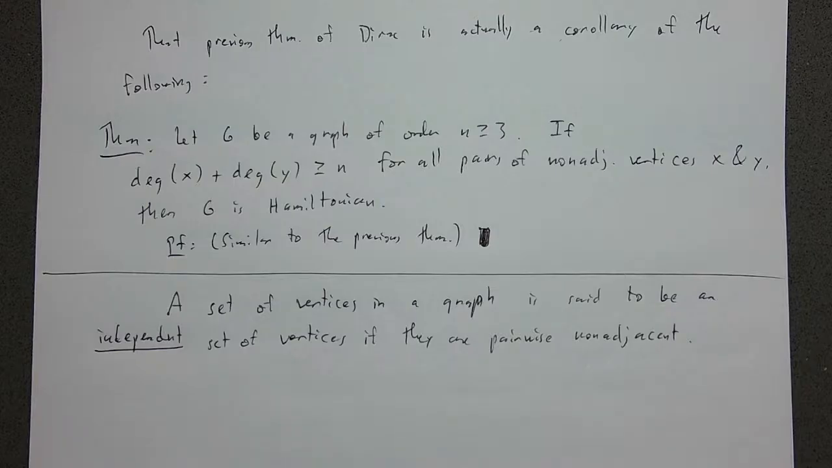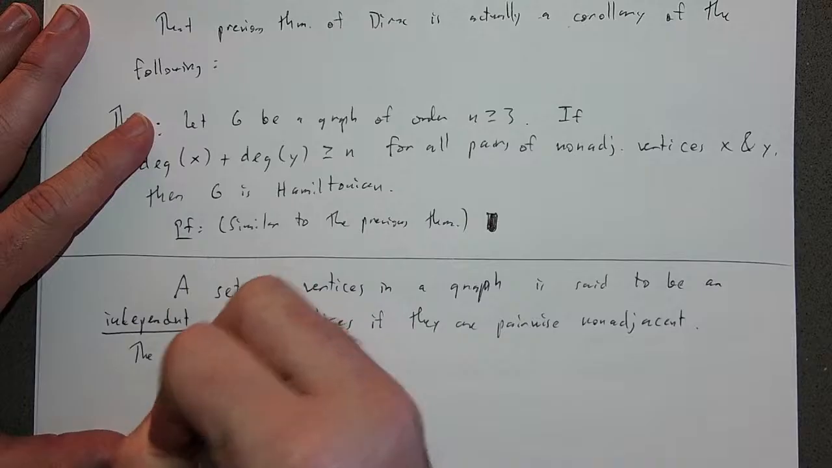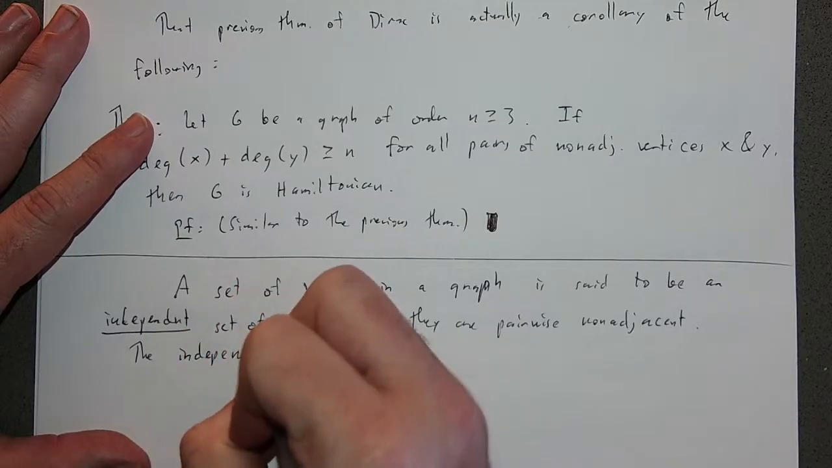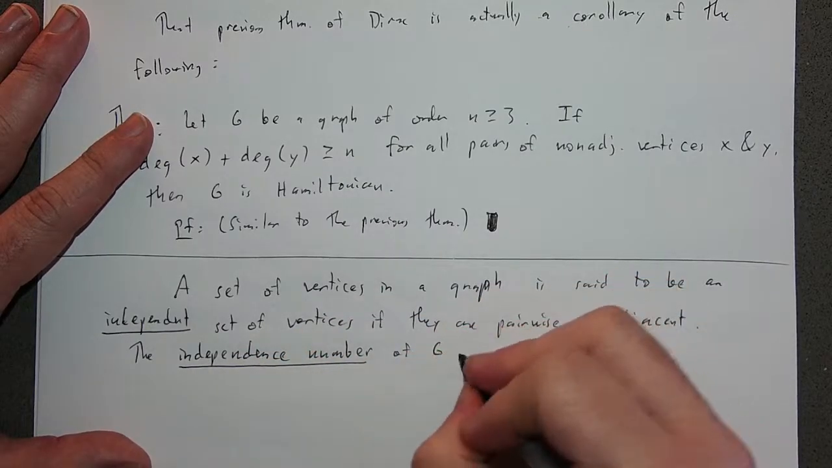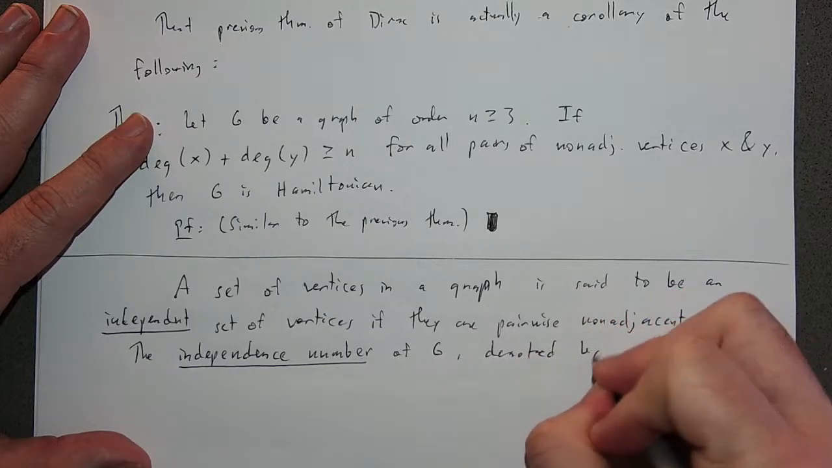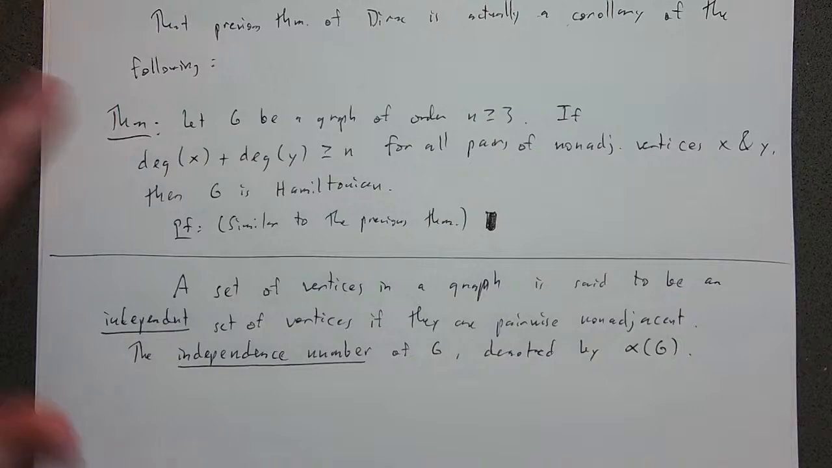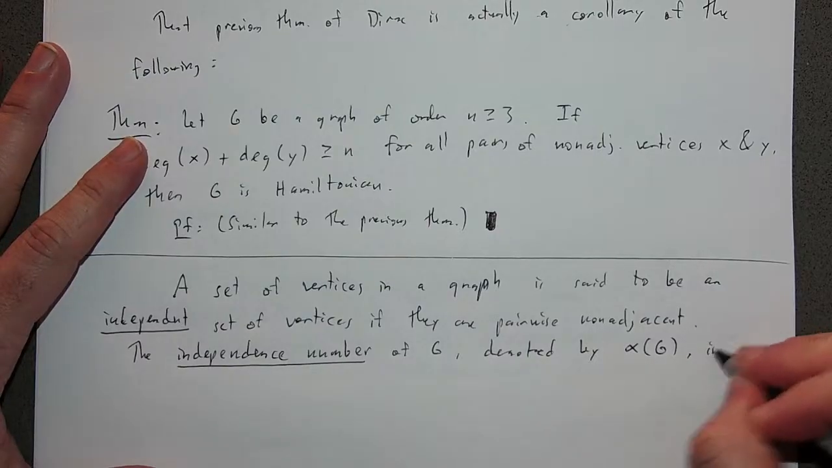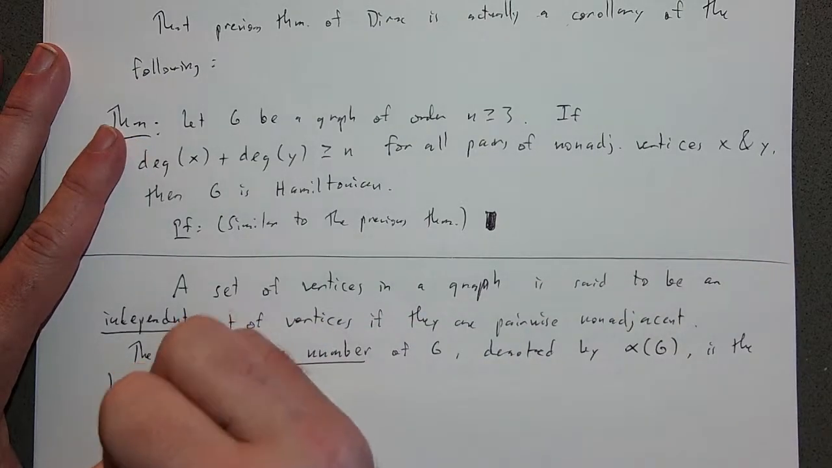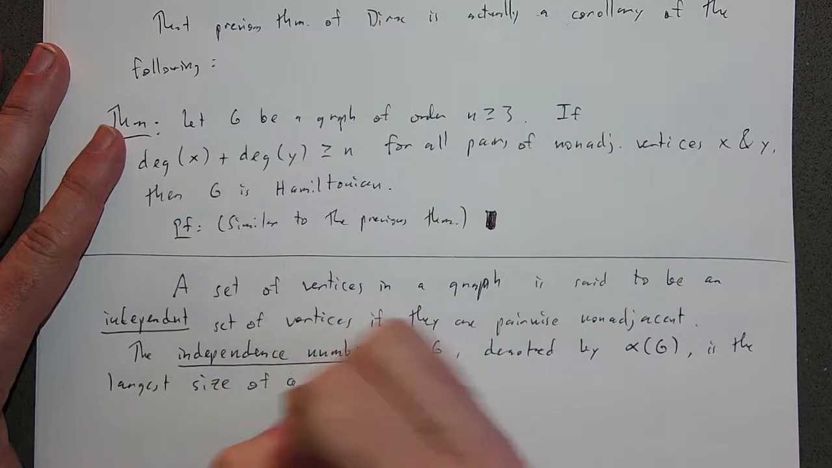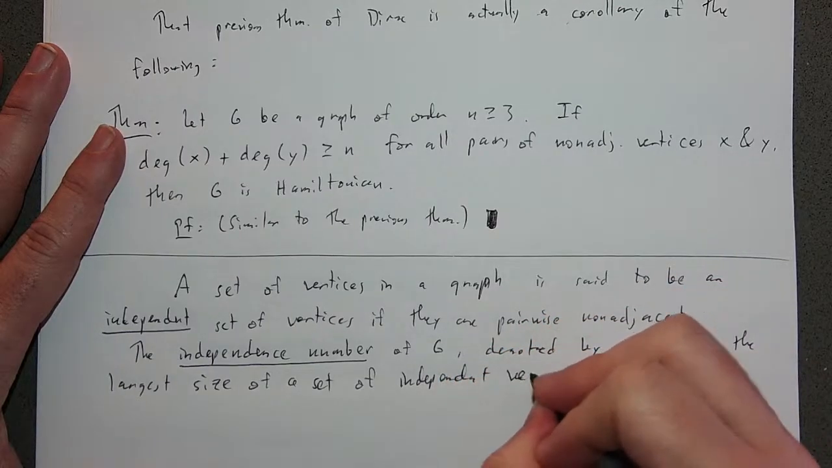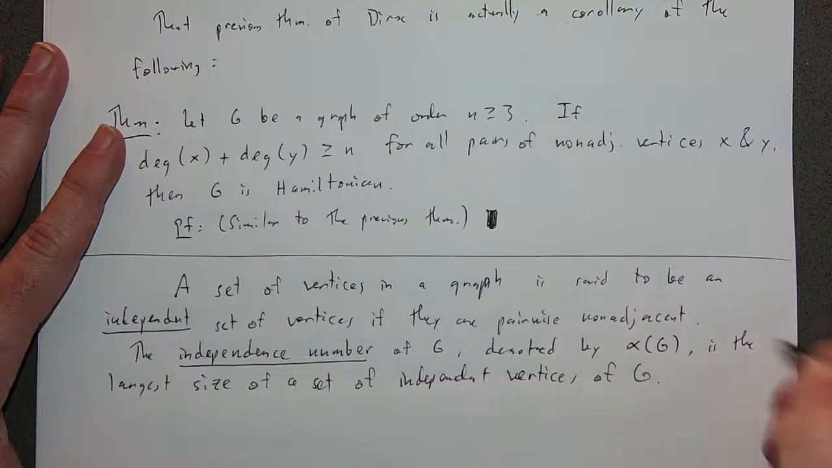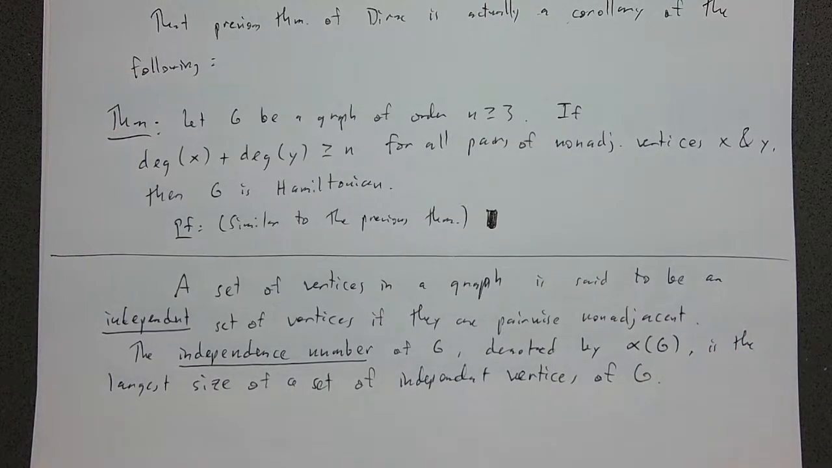The independence number of a graph, denoted by the Greek letter alpha of G, is defined to be the largest size of an independent set of vertices from G. The largest cardinality here. Okay.